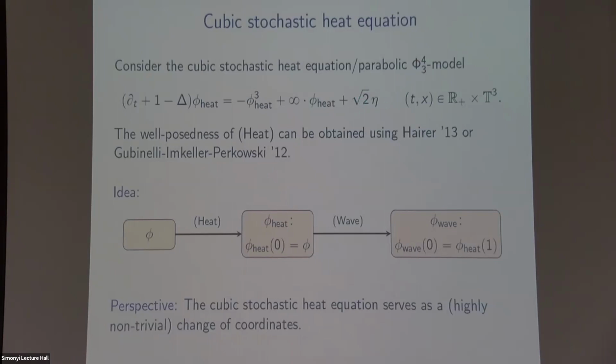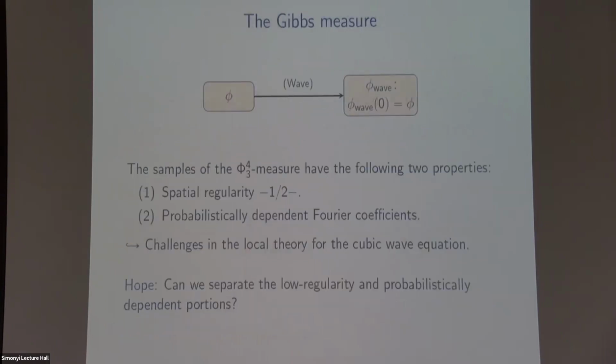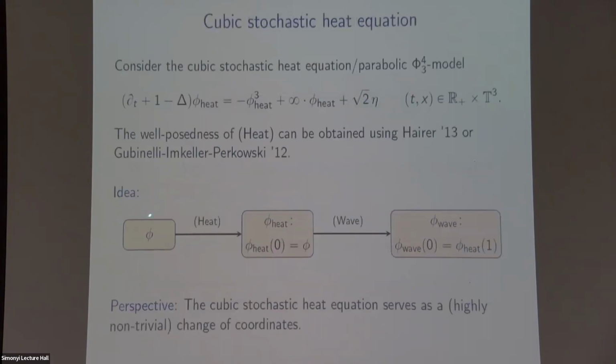Can you go back to the hope? Yes. So the hope is we want to write our sample as one low regularity component, but this one should have good probabilistic properties, and one other component that maybe has bad probabilistic properties, but makes up for it by having high regularity. This was a very good transition to what I was now going to say, namely how do we make this hope come true? We had our sample phi that we started with, and we are first going to solve our heat equation.